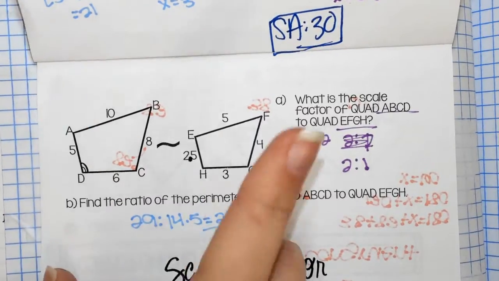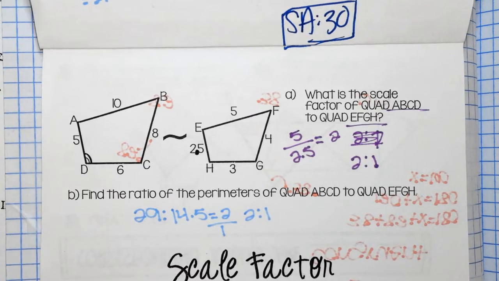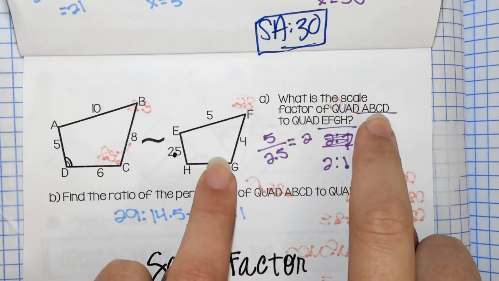Why did we do it big quad to small quad? Because the big quad came first. Take a point. Because it said quadrilateral ABCD to the other one.